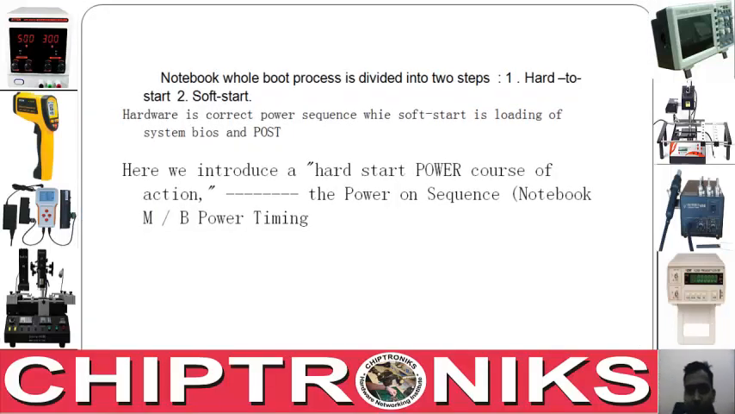Basically, the entire booting process of a notebook can be divided into two steps, right? One is the hard reset and another is soft reset. By hard reset, you can understand that every component of the notebook motherboard has received power, right? And after receiving power, a PLT reset signal is issued by PCH or by ICH, right? And after issuing PLT reset, the processor gets instructions from BIOS, and all the initialization data would be issued from the BIOS, and this is called soft start.